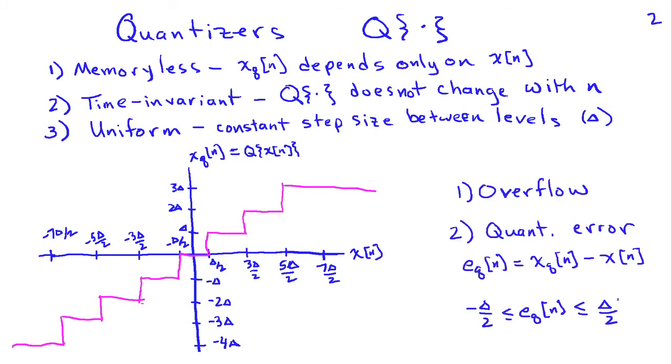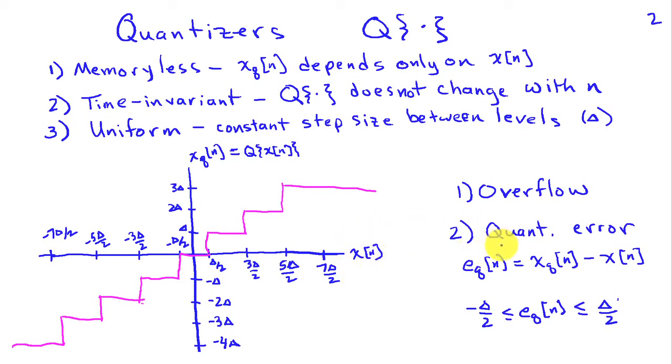Now it turns out that this introduces 2 effects. One is that there's a possibility of overflow because the value x of n on the input side exceeds the maximum that we can represent on the output side. And that can be dealt with by properly scaling your input signal. And it's something we're not going to talk about much more.